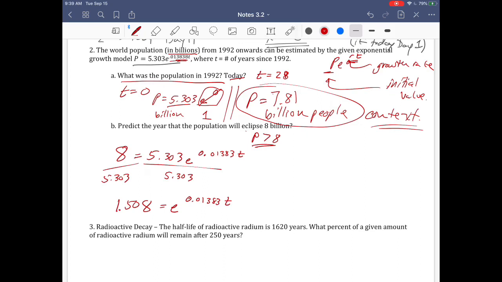Now that you have a simple exponential equation, convert it into a log. Again, I always welcome you to pause the video and try it before watching me do it. But basically, you have the natural log of 1.508 equals 0.01383 t. And to get t by itself, we will divide by this.